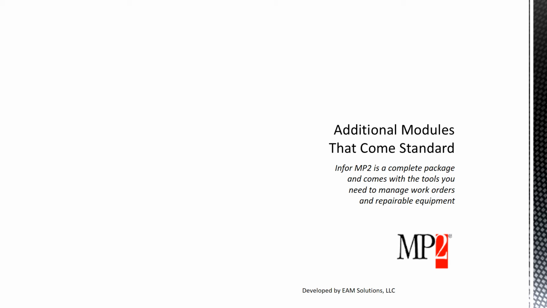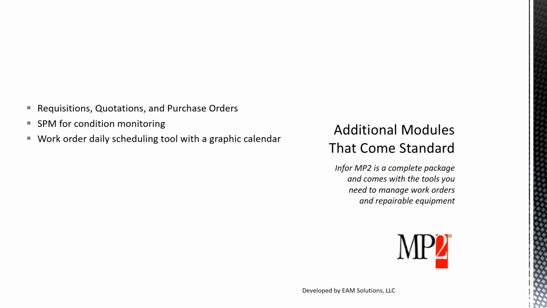Other standard modules include full purchasing capability, from quotation to requisition to purchase order, and includes service contracts. Statistical predictive maintenance, or SPM, for monitoring equipment conditions, which in turn provide predictive maintenance capability. Work order scheduling to help better organize work demands, resource availability, and part orders. Document attachments for printing out special documents or images with work orders and other reports.